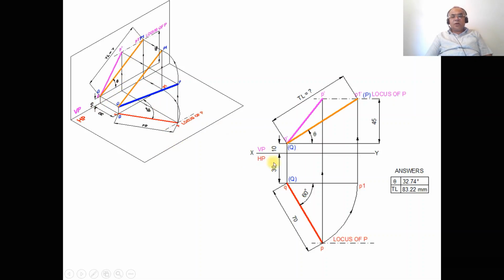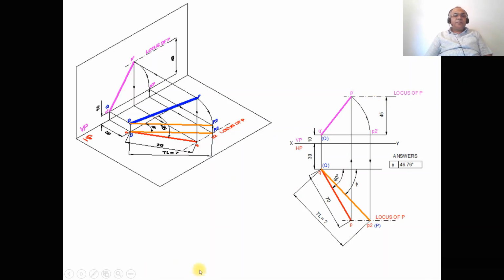So how can I do it in the orthographic view? With Q as center, taking the radius of QP, you rotate it and make it parallel. So QP1 is the line which is parallel to XY in the top view. Correspondingly, in the front view, you are projecting this. So P1 dash is here. So this is Q dash. Q dash P1 dash is the line which is in true length. So capital Q and capital P.